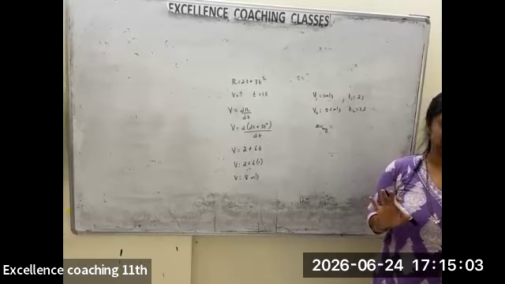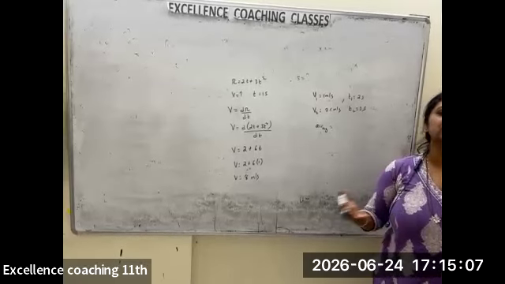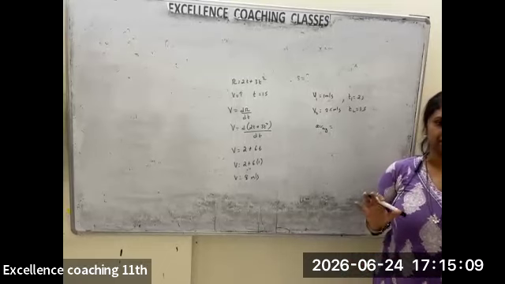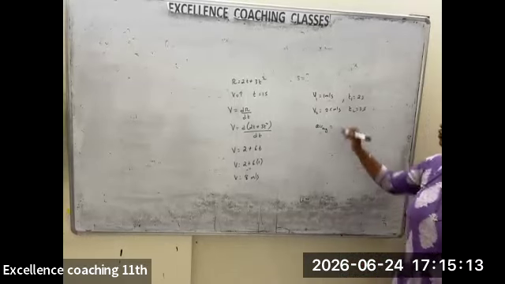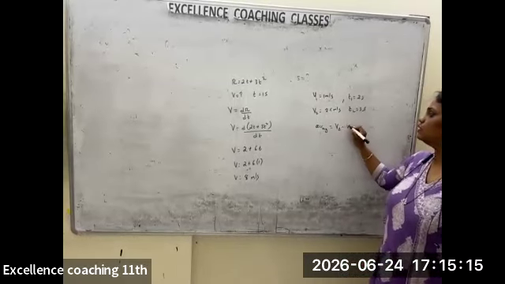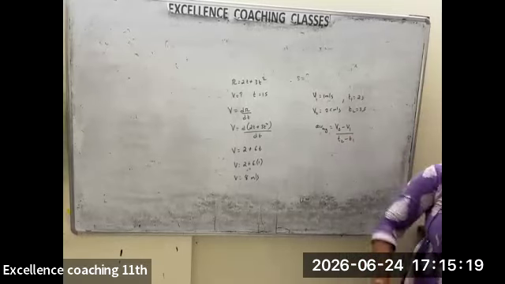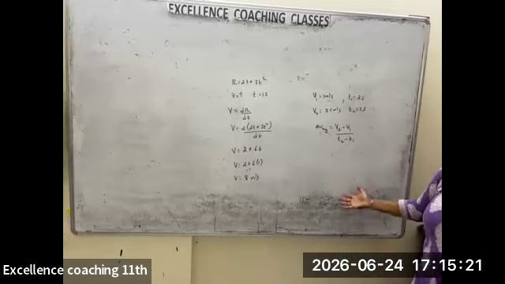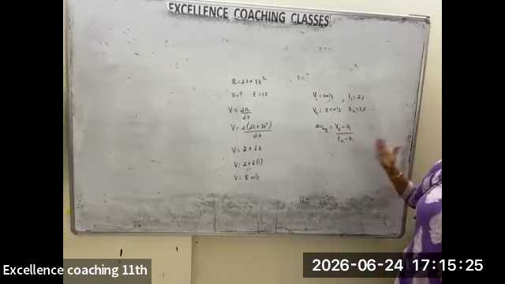Correct. But what is the general formula of acceleration? Change in velocity per unit time. The same thing it is. Change in velocity per unit time. So velocity is changing, so v2 minus v1 upon t2 minus t1. Same formula it is. Change in velocity per unit time, v minus u upon t.